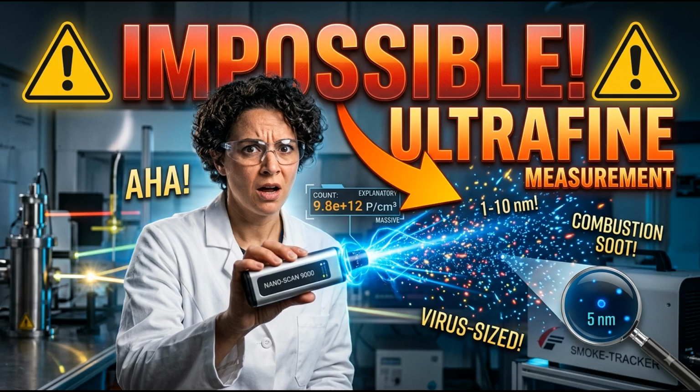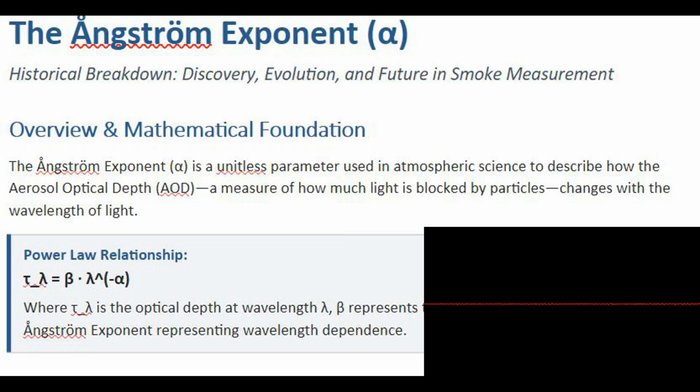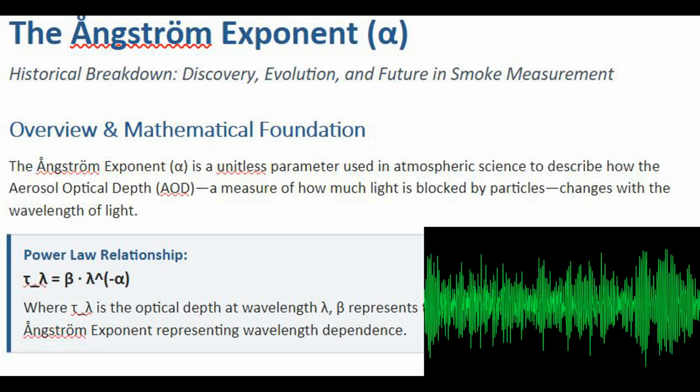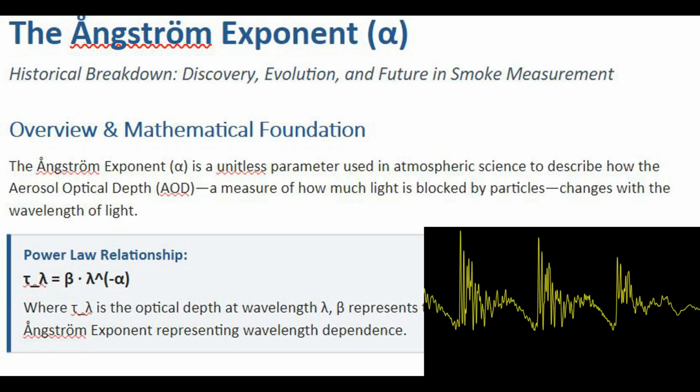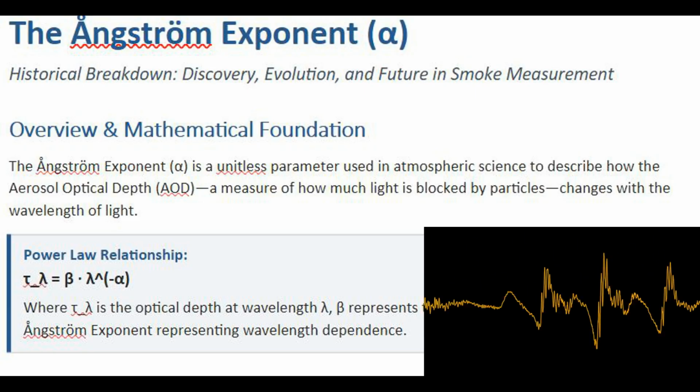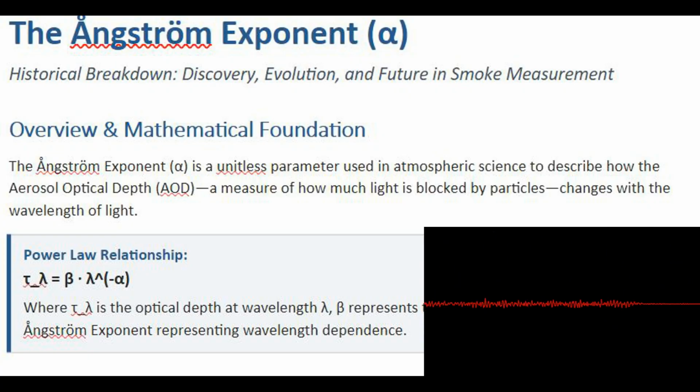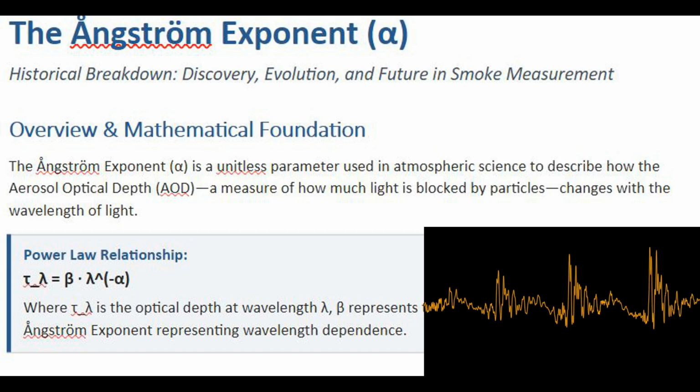At Smokeless Chimney, we have been working with the Angstrom Exponent. I want to give a historical breakdown, discovery, evolution, and the future of smoke measurement in regards to the Angstrom Exponent. The Angstrom Exponent is a unitless parameter used in atmospheric science to describe how the aerosol optical depth, a measure of how much light is blocked by particles, changes with the wavelength of light.